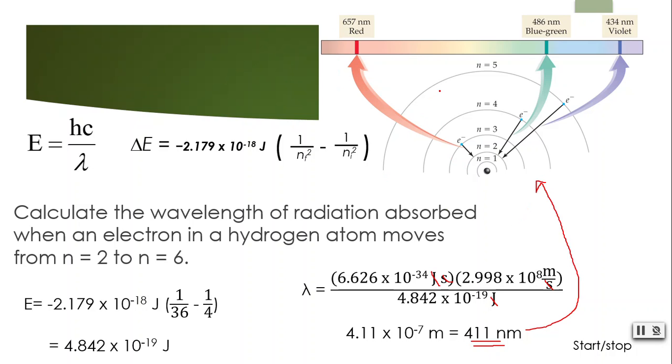So you should be comfortable using this second equation, along with the relationship that involves Planck's constant and the speed of light, to do calculations with regards to energy and wavelength with regards to the Bohr model of the atom.